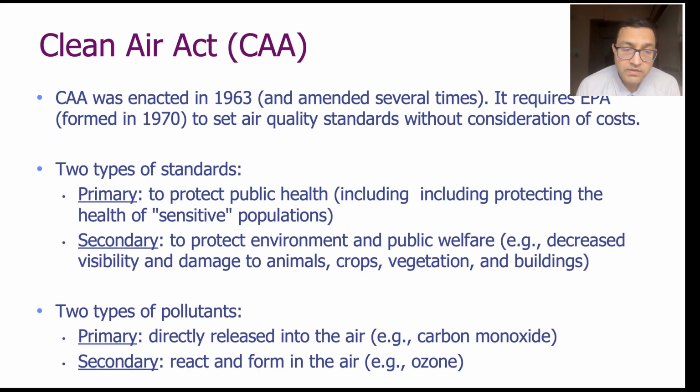And also there's another primary and secondary which we should pay attention to: pollutants. So pollutants can be primary if they're directly released into the air, and they can be secondary if they are not directly released, but they react and form in the air. For example, ozone. It's a classical secondary pollutant, and carbon monoxide is an example of a primary pollutant.